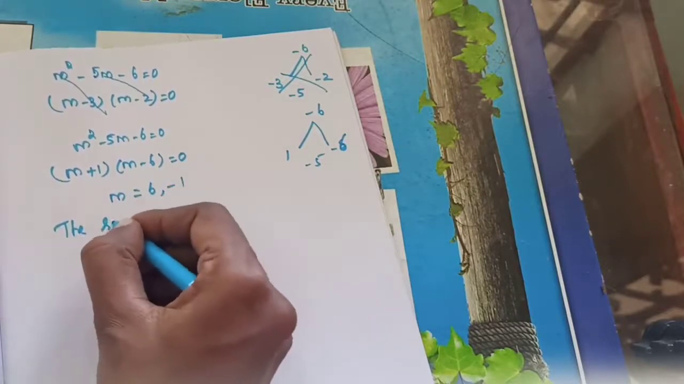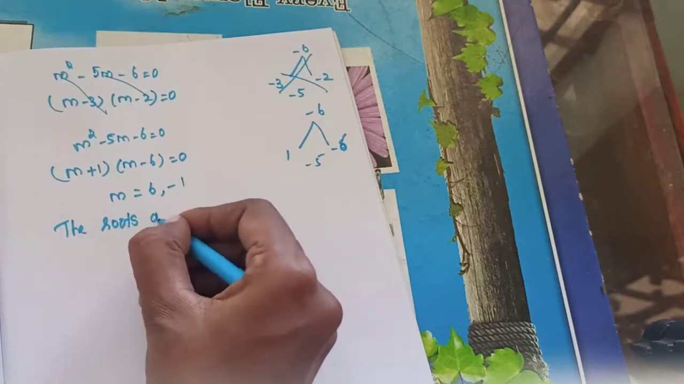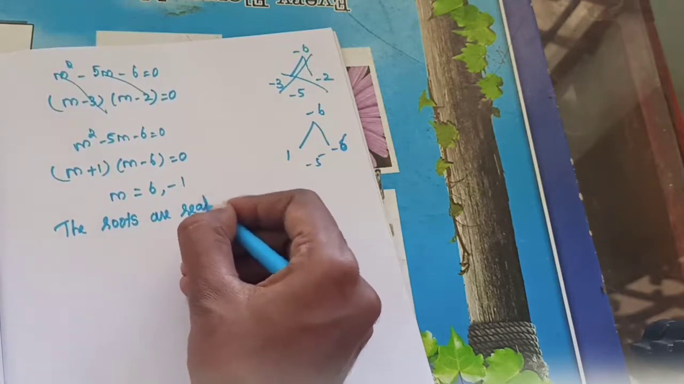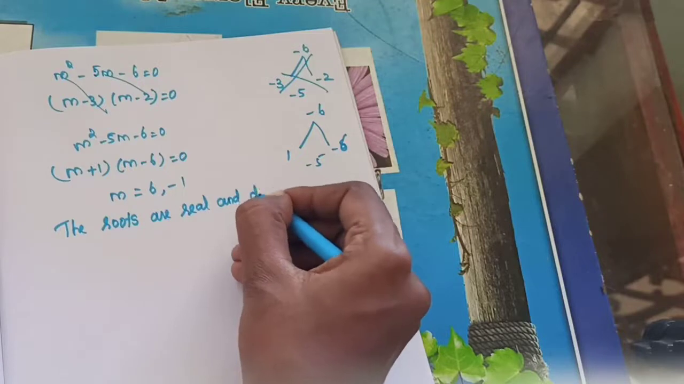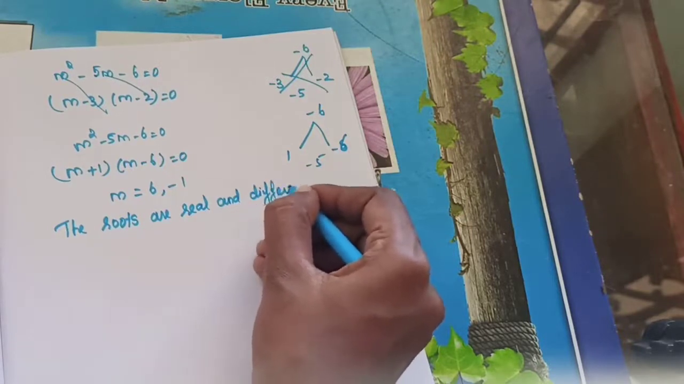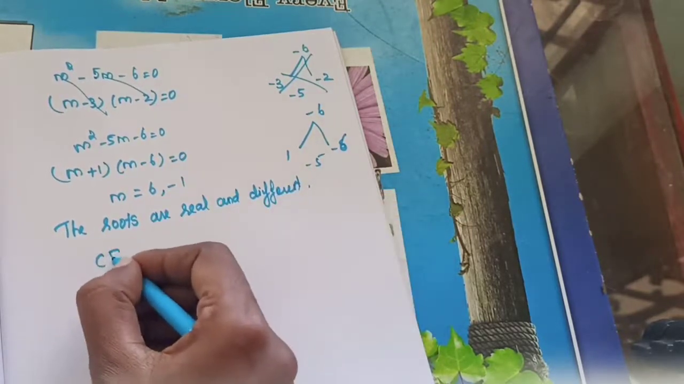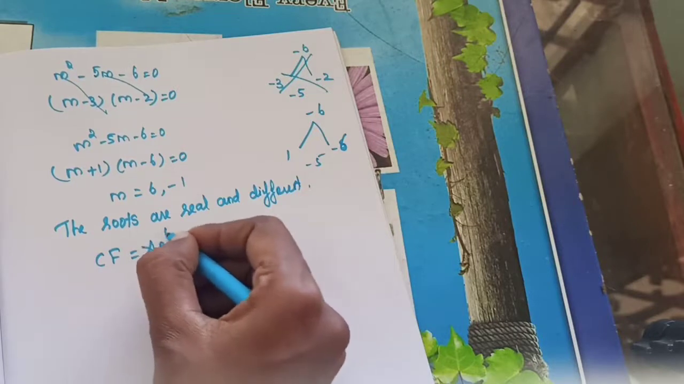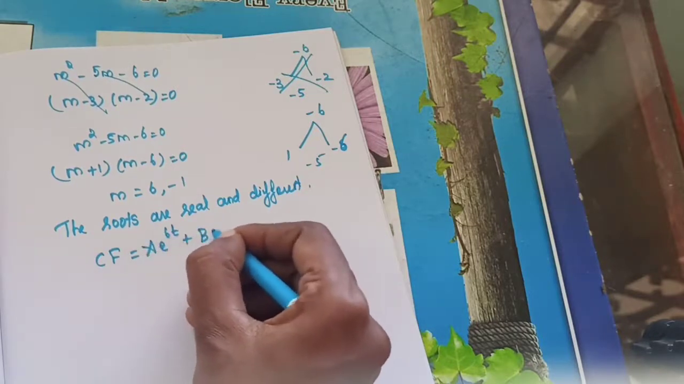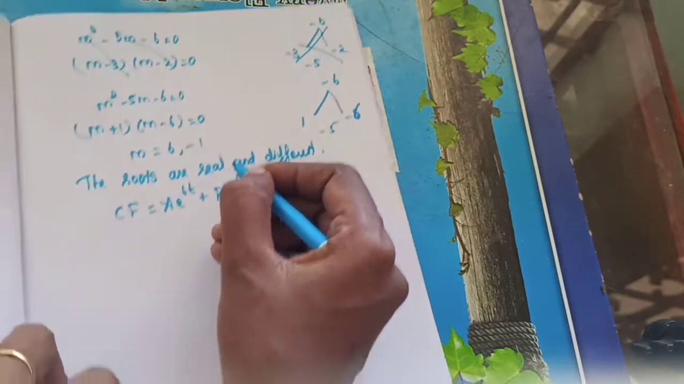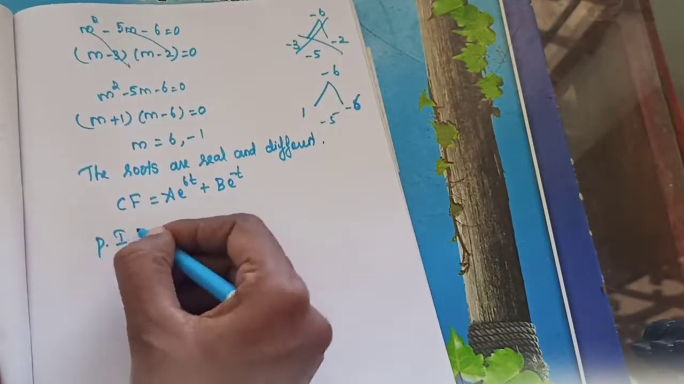The roots are real and different. Okay. So what is the CF? A e power 6t plus B e power minus t. Okay. So what is the particular integral?